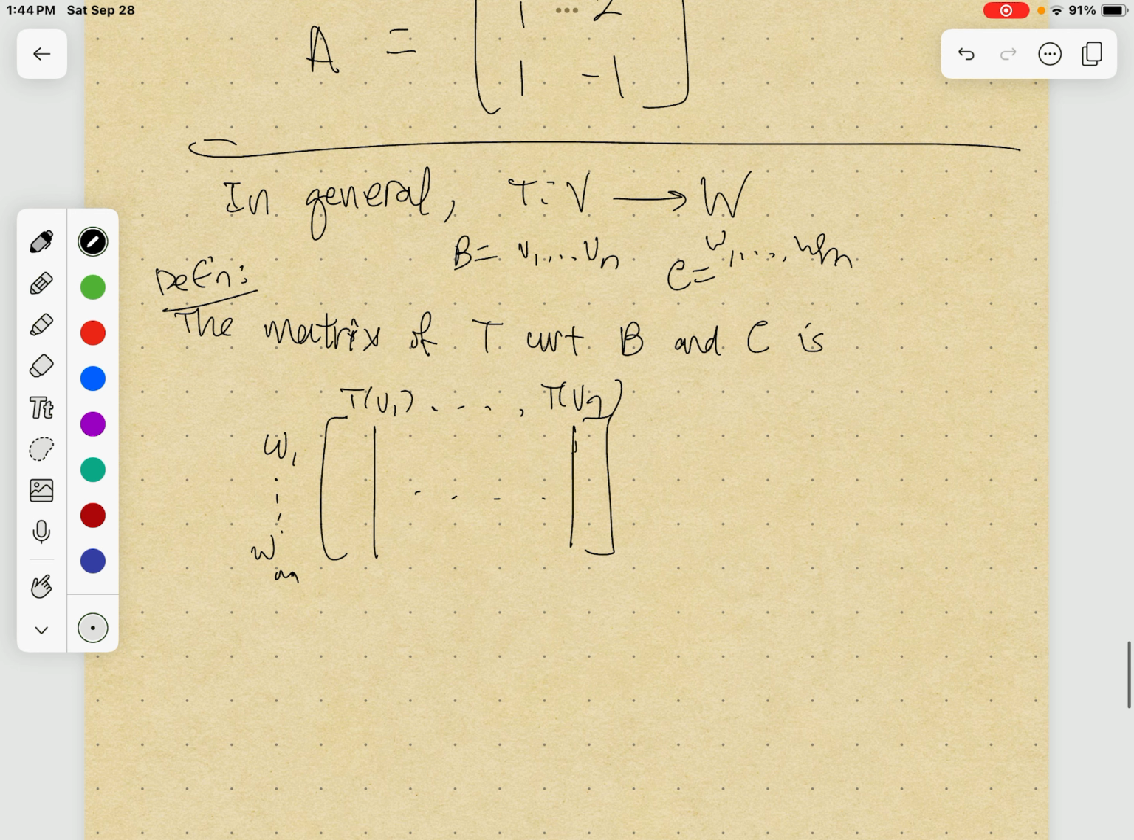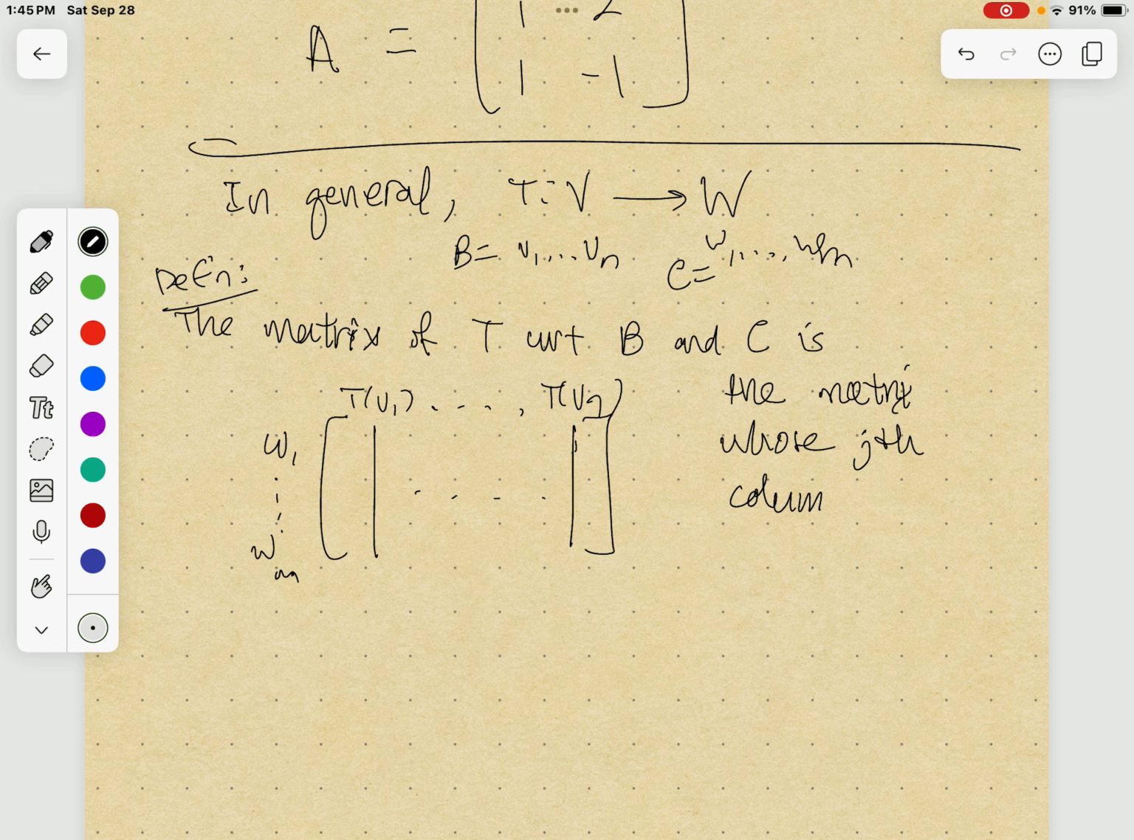I guess one way to put it is it's the matrix whose jth column is T of Vj relative to the basis C.